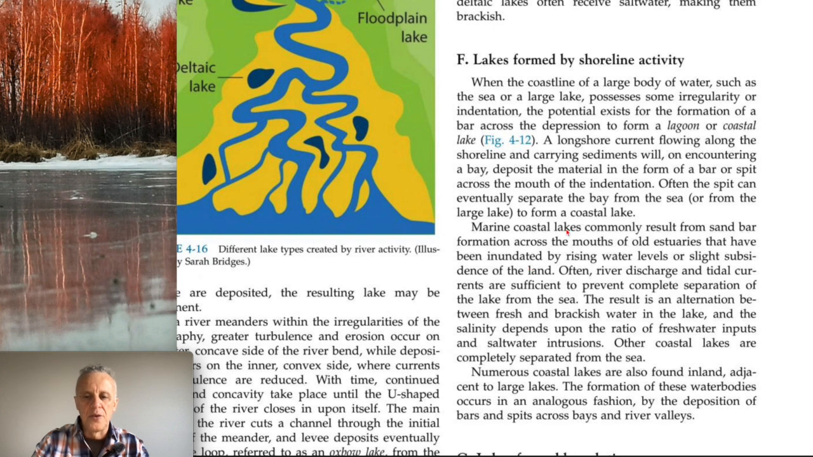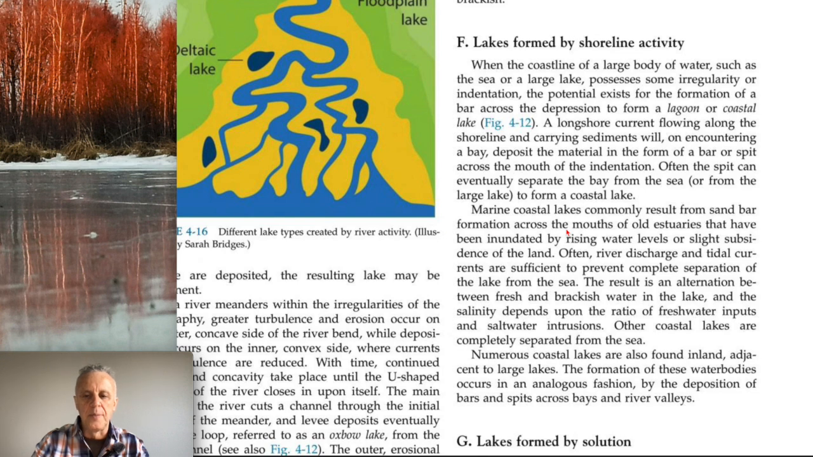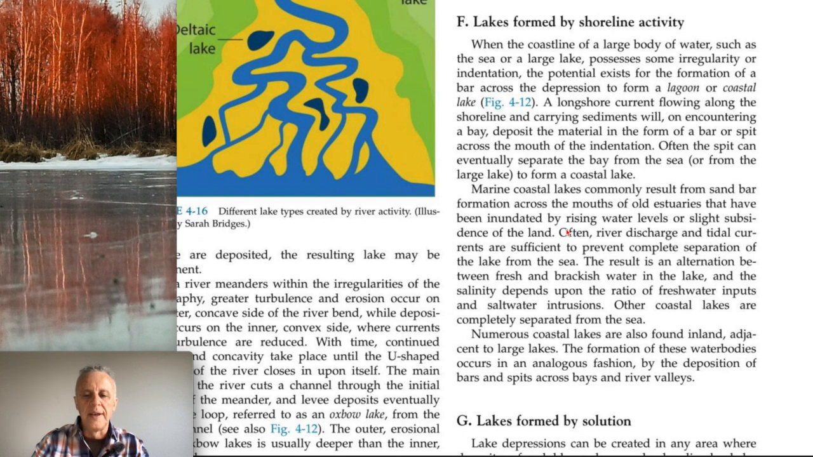F. Lakes formed by shoreline activity. When the coastline of a large body of water, such as the sea or a large lake, possesses some irregularity or an indentation, the potential exists for the formation of a bar across the depression to form a lagoon or coastal lake. A longshore current flowing along the shoreline and carrying sediment will, on encountering a bay, deposit the material in the form of a bar or spit across the mouth of the indentation. Often the spit can eventually separate the bay from the sea or from the large lake to form a coastal lake.